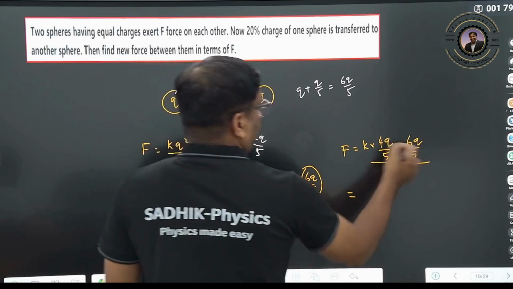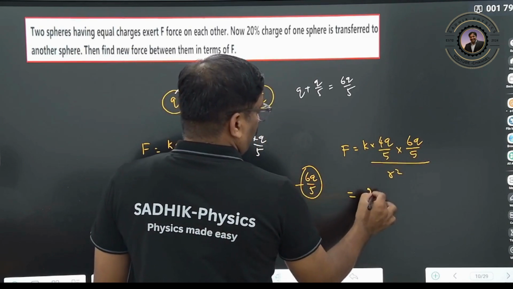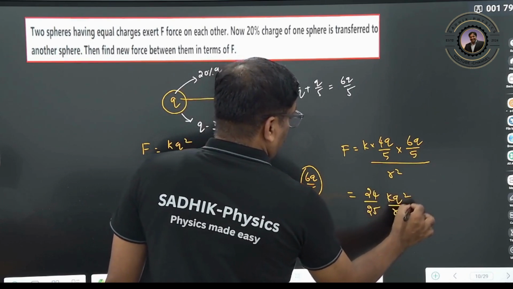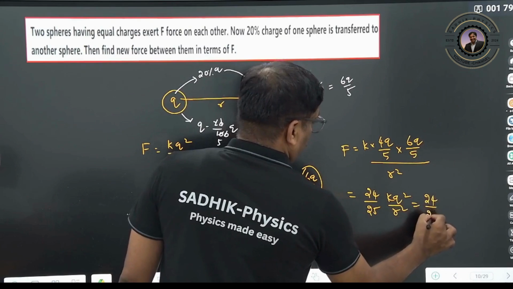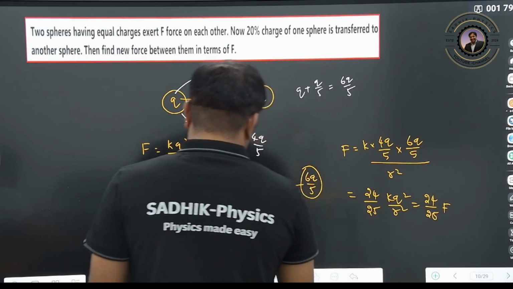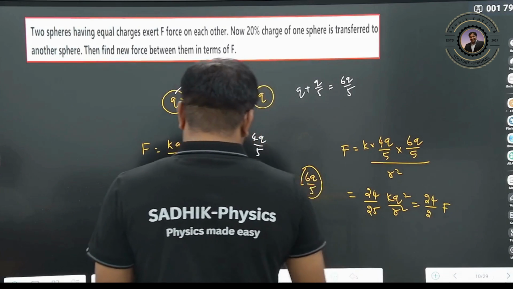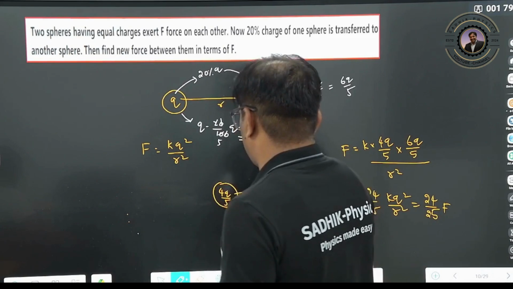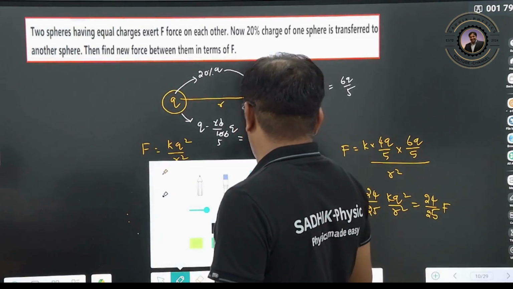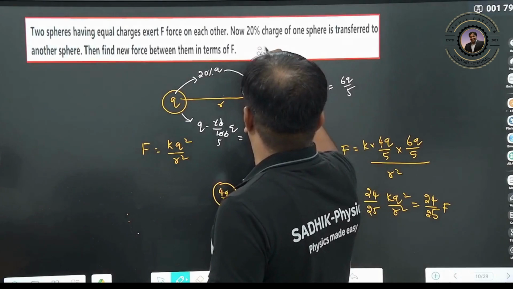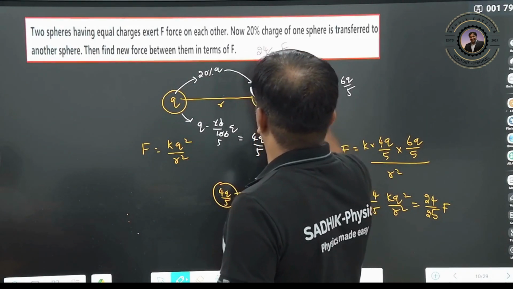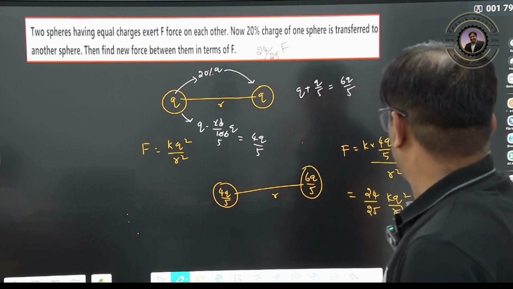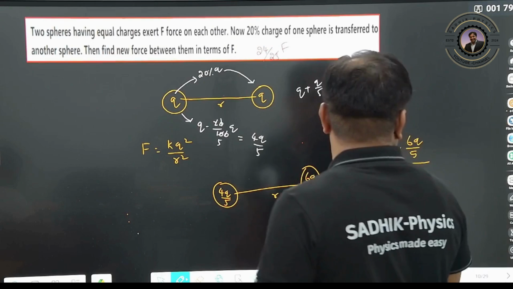How much will it be? 4 into 6 is 24, and 5 into 5 is 25. So 24 by 25 KQ square by R square, therefore 24 by 25 into F. Right? So the new force will become 24 by 25 into F. Clear? Okay. Now let us go for one more question.